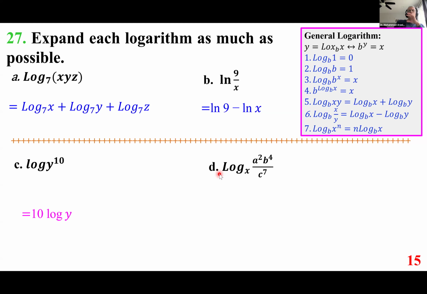Part D, we are going to use combinations here. First and foremost, we notice we have a fraction. So we are going to use the quotient rule. Log base x of the top minus log base x of the bottom. So that means log base x of a squared b to the power of 4 minus log base x of c to the power of 7.